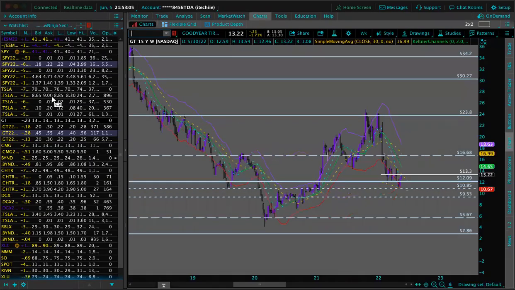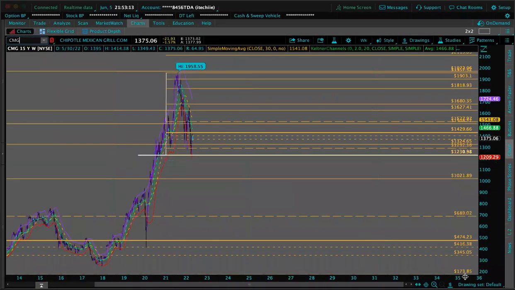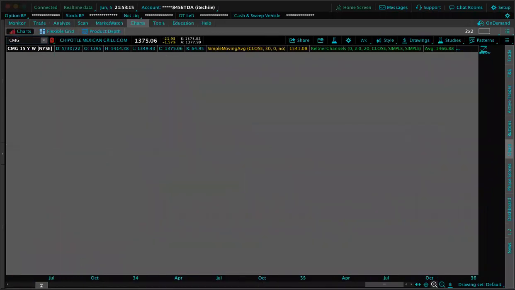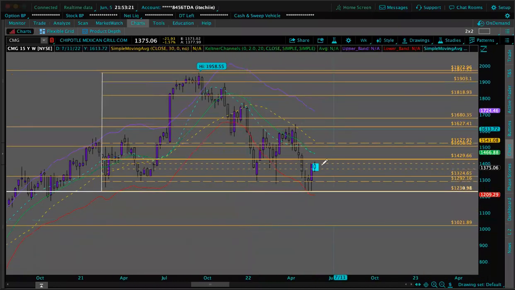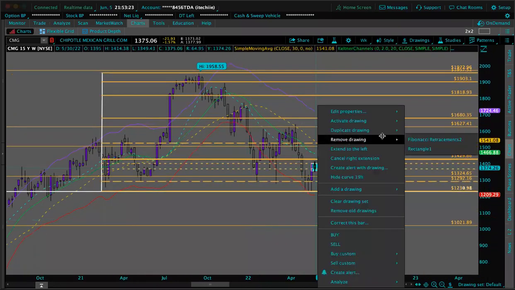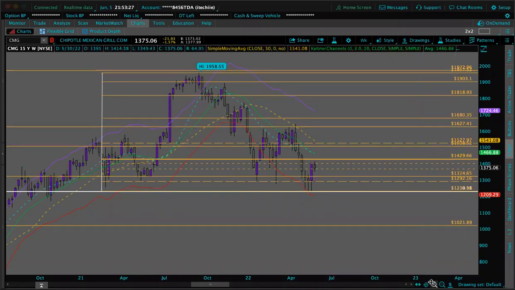Another one. CMG. This one needs time. Has average daily ranges of 20 points. This one needs time. Mimicking SPY as well. Inside week.